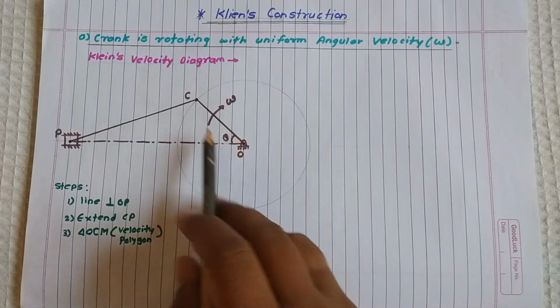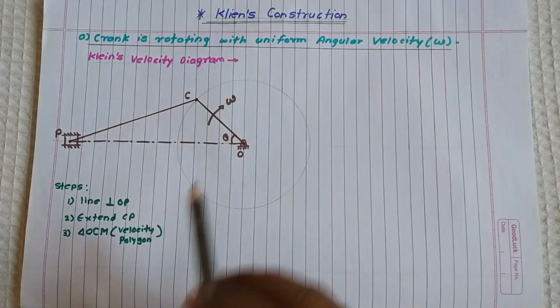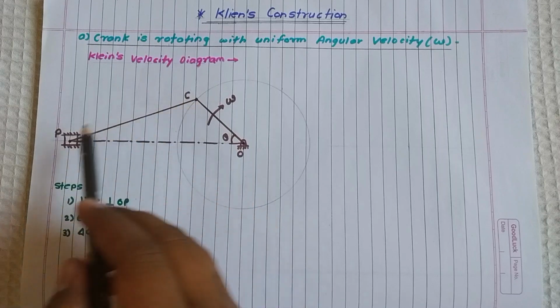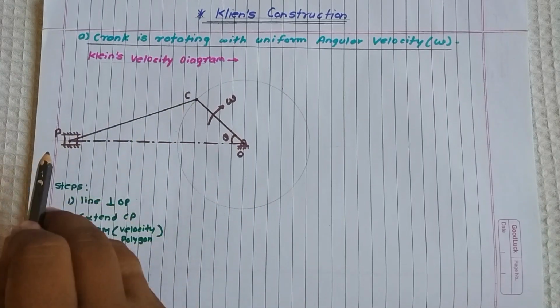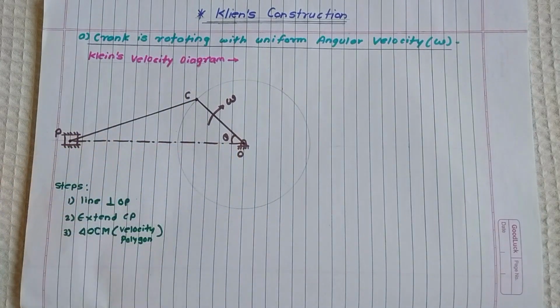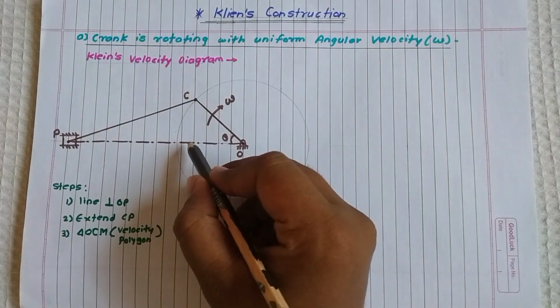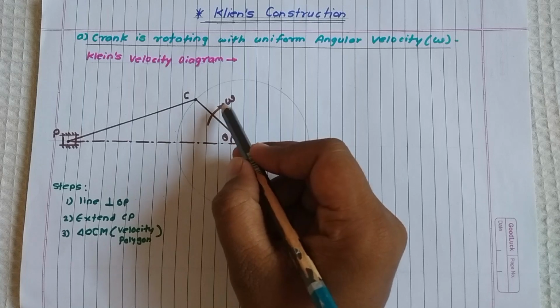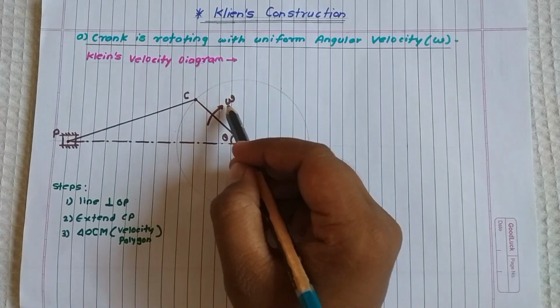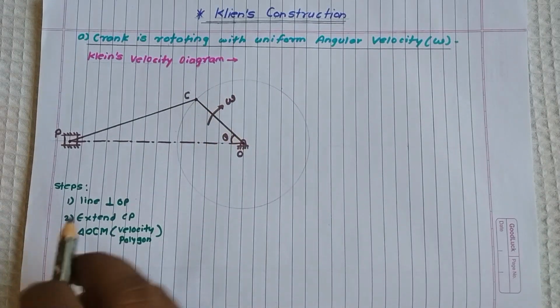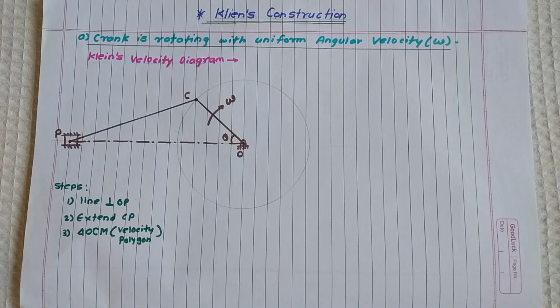For that, let us consider one reciprocating engine mechanism where OC is a crank, CP is the connecting rod, P is a slider which is sliding along OP. So the crank is inclined at angle theta to the inner dead center and it is rotating with uniform angular velocity of omega. So steps are given here. So let us follow these steps.